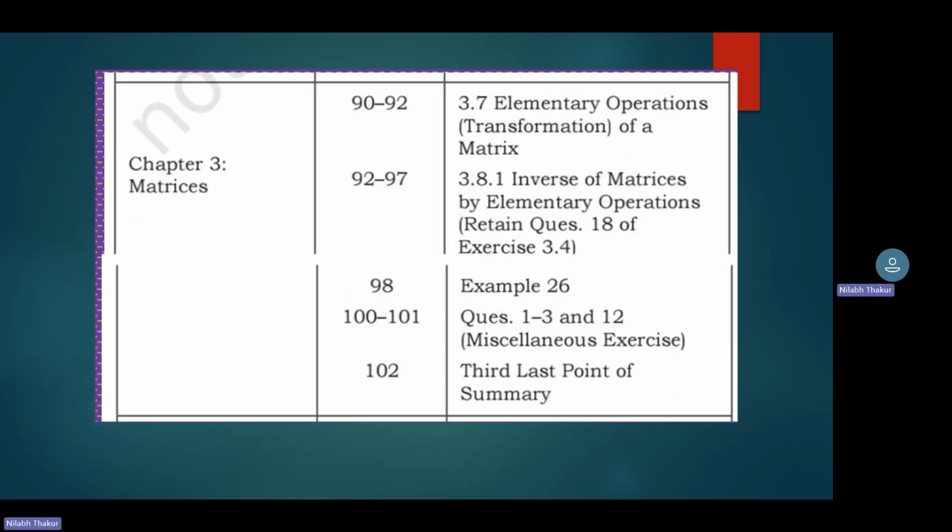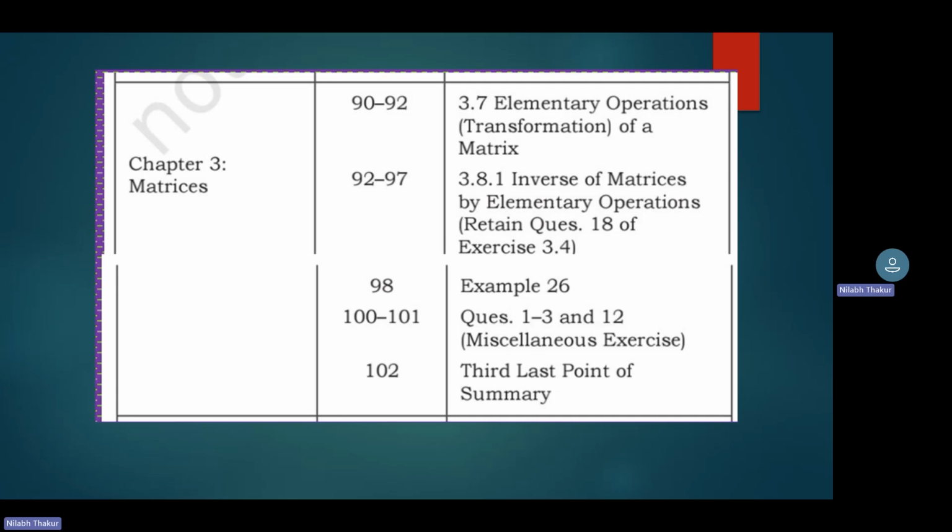Okay. Chapter number 3, matrices. Skip page number 90 to 92, especially elementary operation transformation of the matrix. From page number 92 to 97, question number 18 of exercise 3.4 has to be revisited. So from page number 92 to 97, from exercise 3.4, you must solve question number 18.